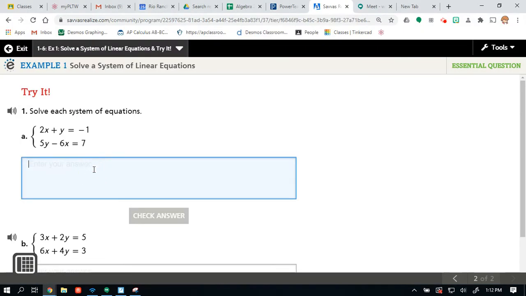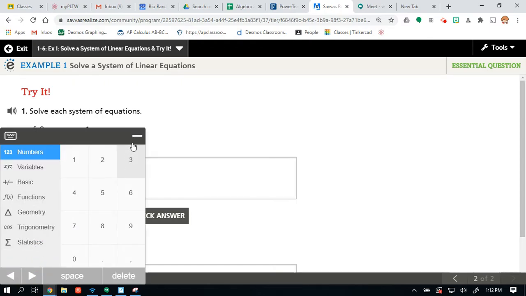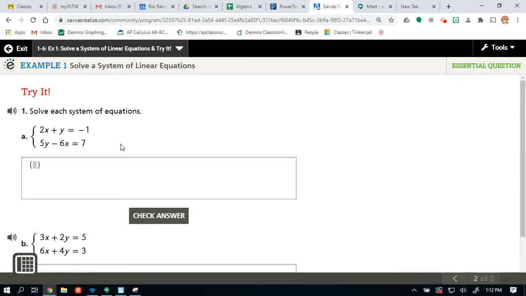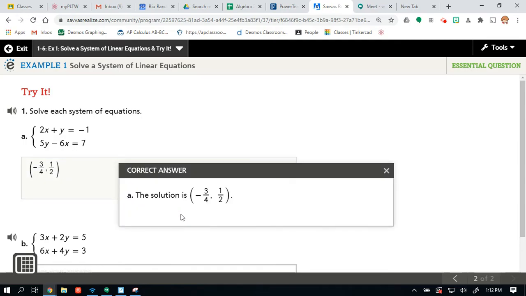So my solution is going to be a fraction. If I do negative 3/4, 3 divided by 4, yep, that works. And 1/2. Check my answer. Yep, and there we go. Make sure you follow those signs. I did not follow the sign there, and it went crazy.